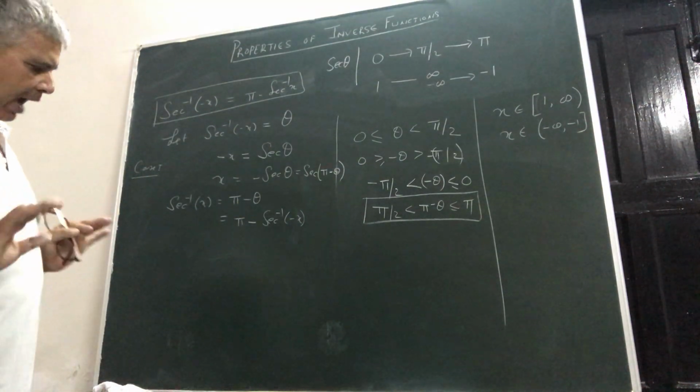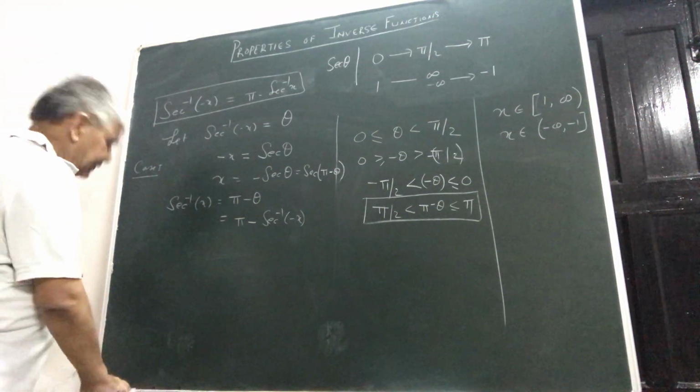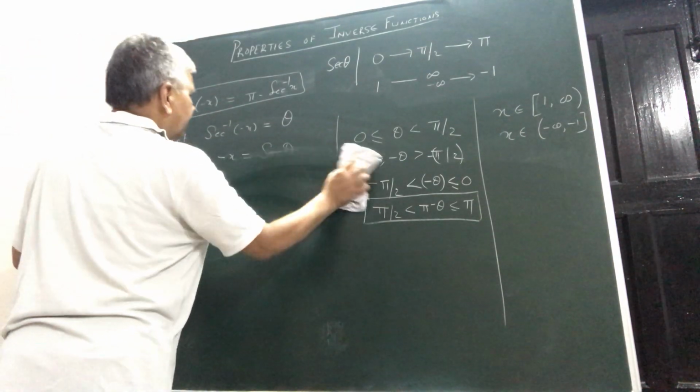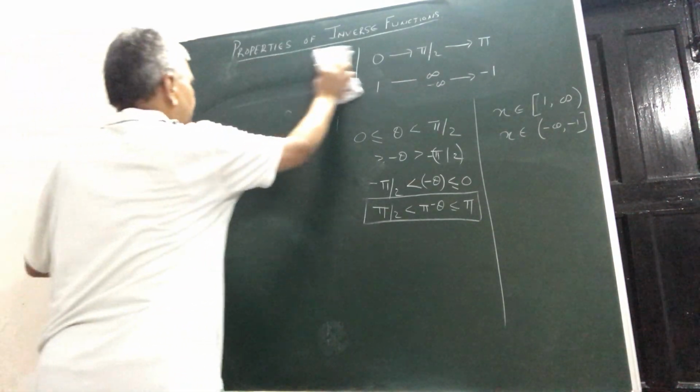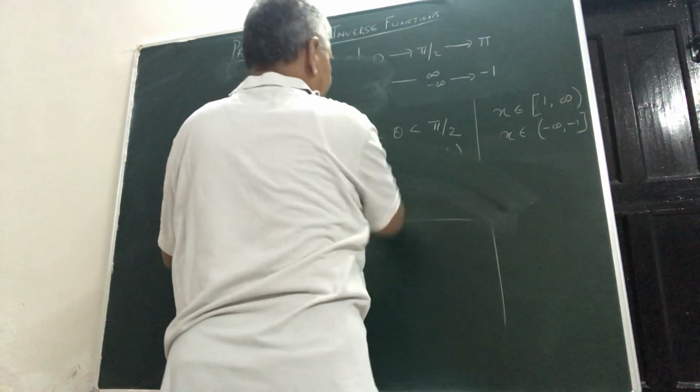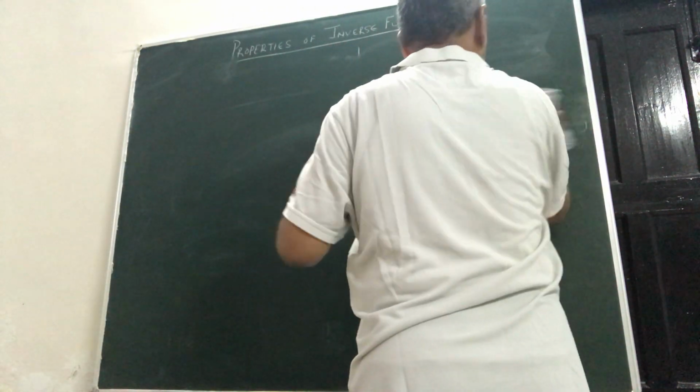Out of 6 cases, we have already taken 4 cases. Now let's see, I will take another important property, that is property number 2. See, property 2.